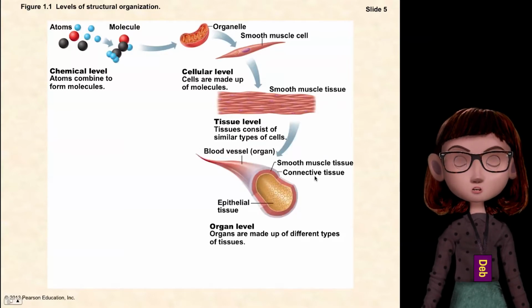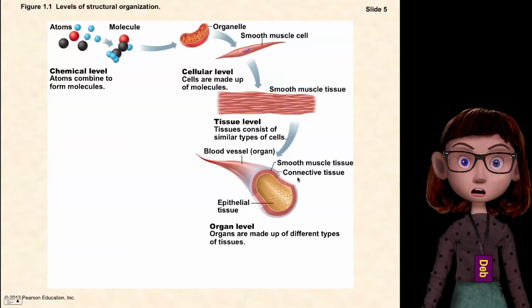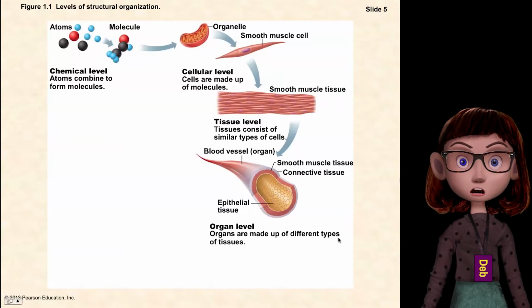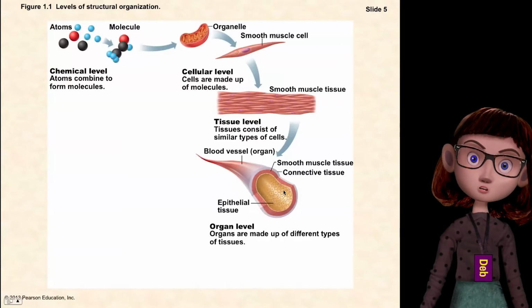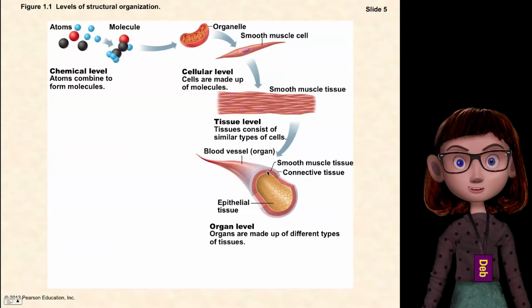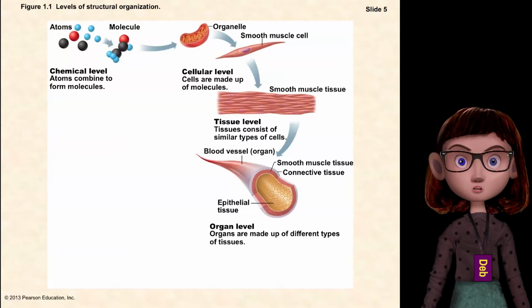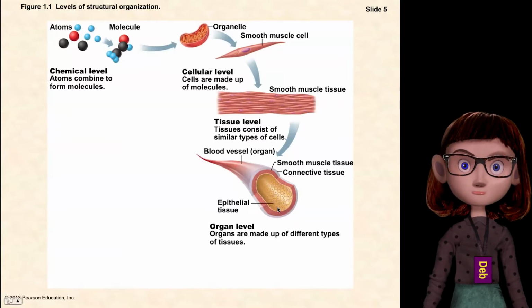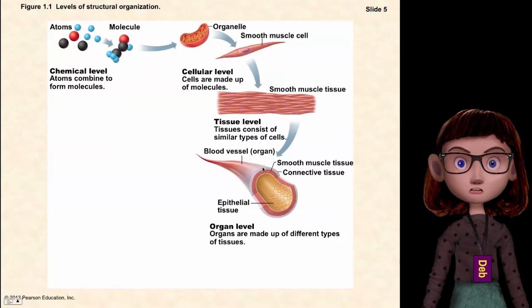The next level would be the organ. And you don't usually think of a blood vessel as an organ, but in fact it is, because organs are made up of different types of tissues. And as you can see, this blood vessel has epithelial tissue lining the inside. Then we have smooth muscle going around the epithelial tissue. And then we've got connective tissue around the outer layer.